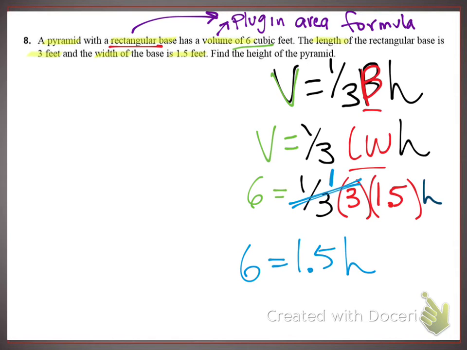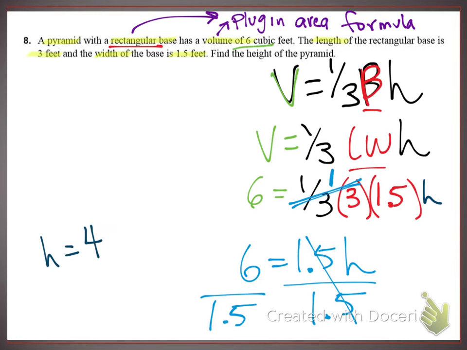So what would I do to solve for h? Divide by 1.5. Correct. So h equals 4, and it is, where is it? Feet. Is it feet? Feet squared, feet cubed. Feet. All right, we got 2 more, then you're on your own.